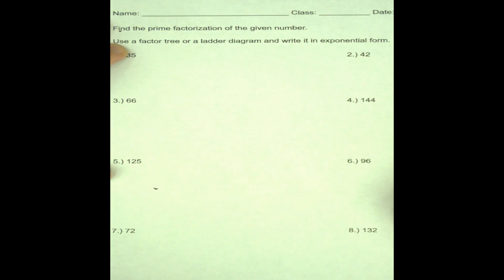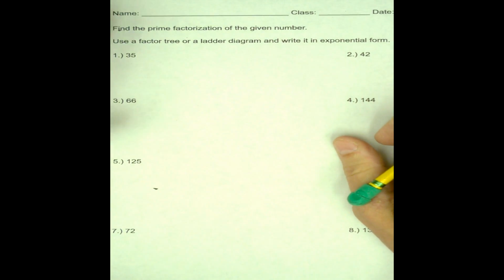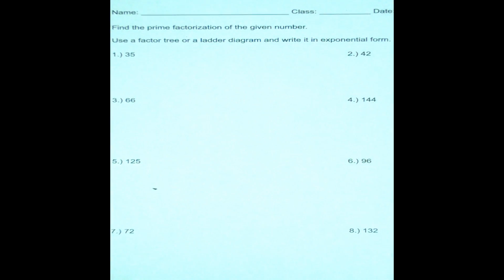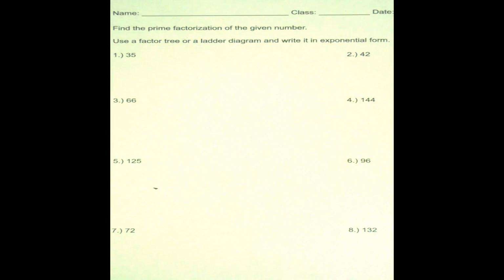Okay, for today, we're finding the prime factorization of a given number using a factor tree. Let's back it up. Remember that a prime number is a number that only has 1 and itself as factors, or a number greater than 1 that's only divisible by 1 and itself. So right now we want to break these numbers down into their prime factorization, the prime numbers that we multiply together to get that number.